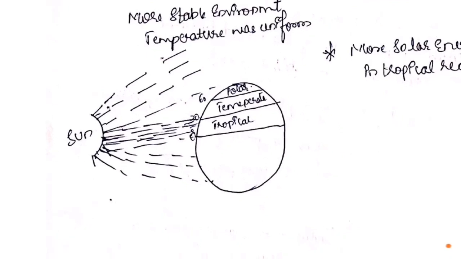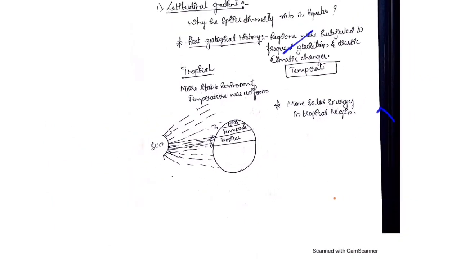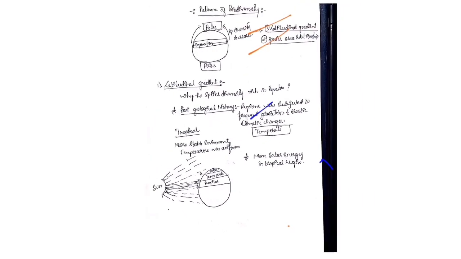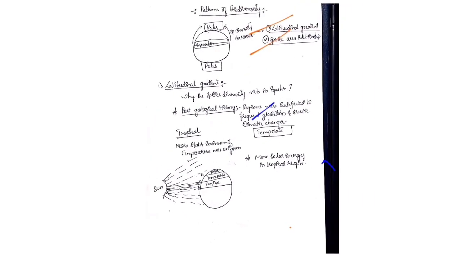See here, the amount of sunlight falling on the region when compared to all the three regions, the tropical region is getting more even or adequate amount of sunlight when compared to the other two regions. Hence, the species have distributed more near the equator than near the poles. This is about latitudinal gradient.